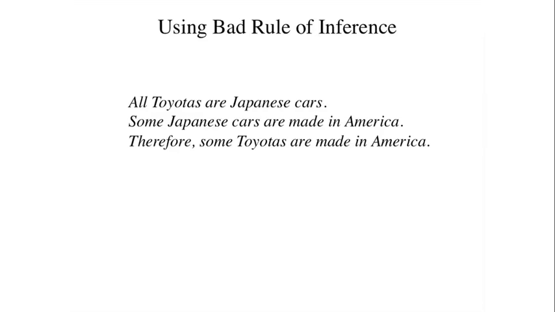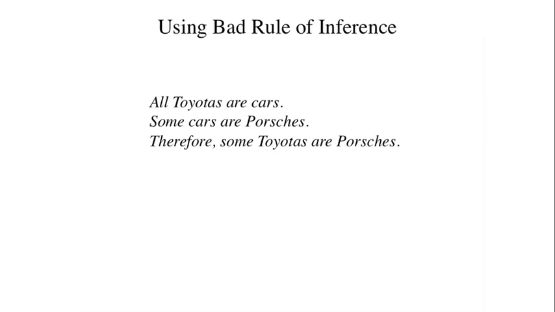Now let's take a look at an instance of this pattern. If we replace x by Toyotas, and y by Japanese, and z by made in America, we get the following line of argument, leading to a conclusion that happens to be correct. All Toyotas are Japanese, some Japanese are made in America, therefore some Toyotas are made in America. On the other hand, if we replace x by Toyotas, and y by cars, and z by Porsches, we get a line of argument leading to a conclusion that happens not to be correct. All Toyotas are cars, some cars are Porsches, therefore some Toyotas are Porsches.